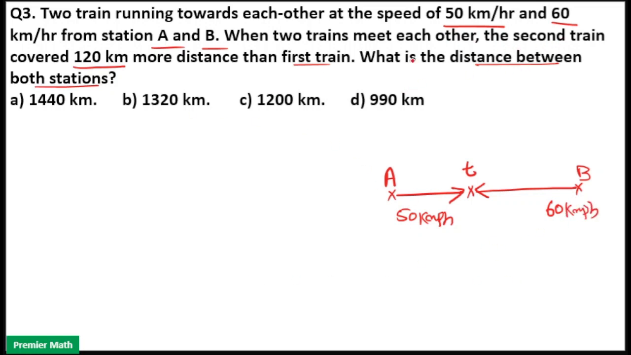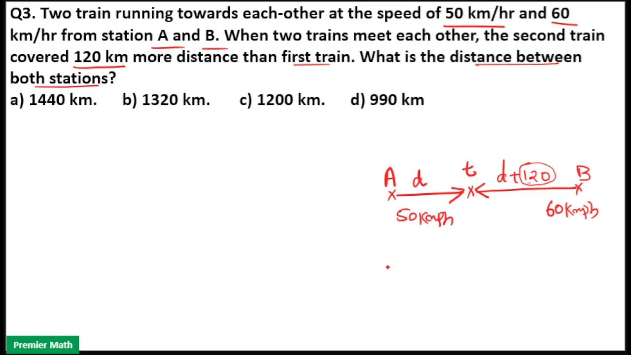Here the second train, that is the train with the speed 60 km per hour, covered 120 km more distance than the first train. So if I take the distance covered by the first train as d, the second train will cover d plus 120. So that means there is a difference of 120 km here.